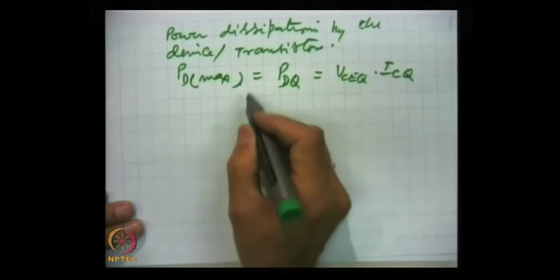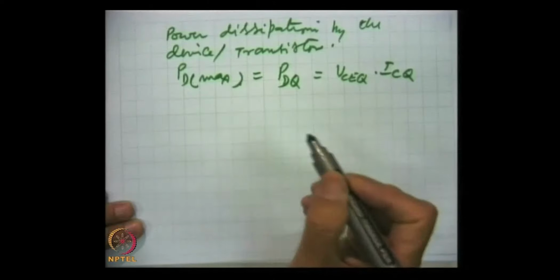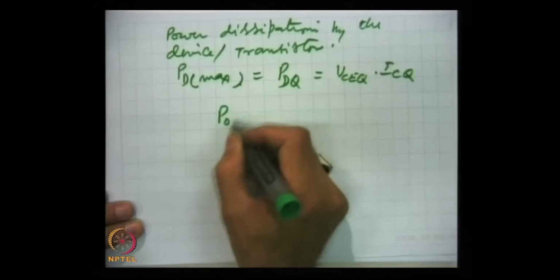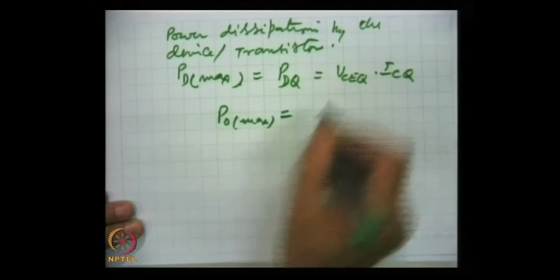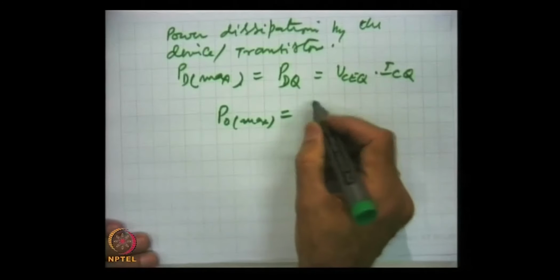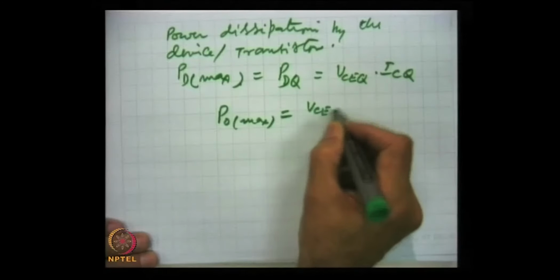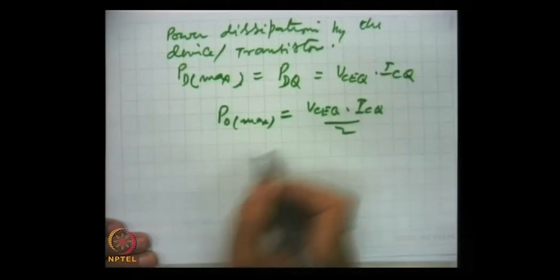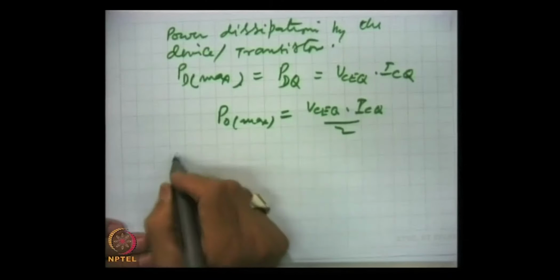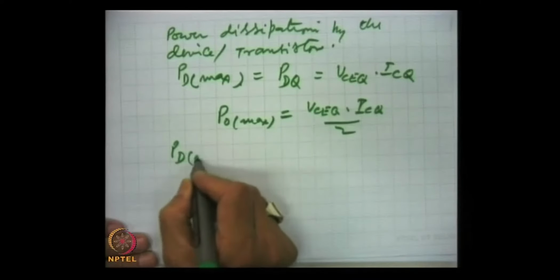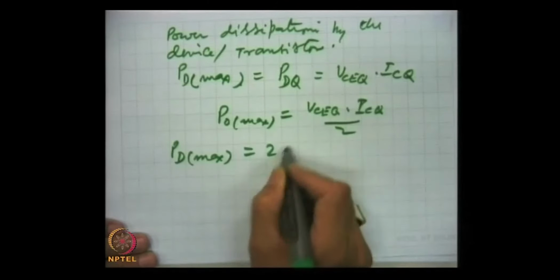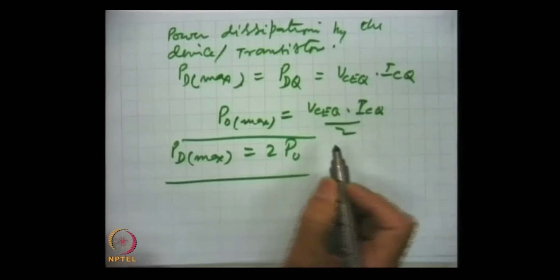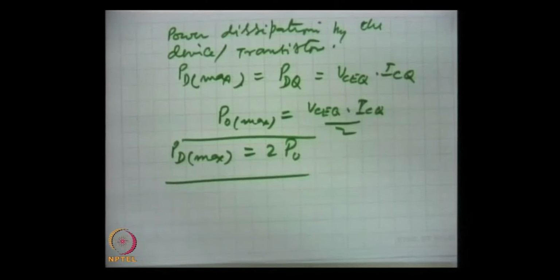So, the PD max is actually the PD at the Q point, which is equal to VCEQ into ICQ. You remember that PO max was half of it, so VCEQ ICQ by 2. So, from these two equations we can write that PD max is equal to twice PO. Very important relation for class A operation.